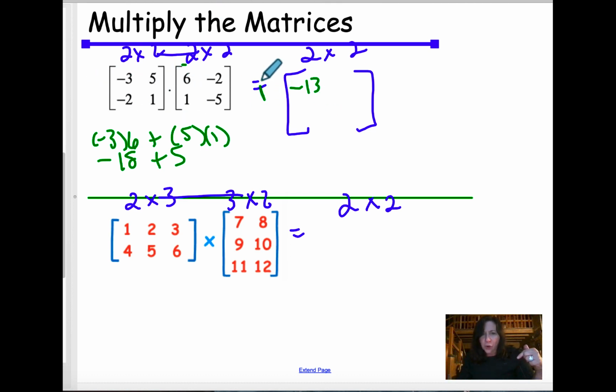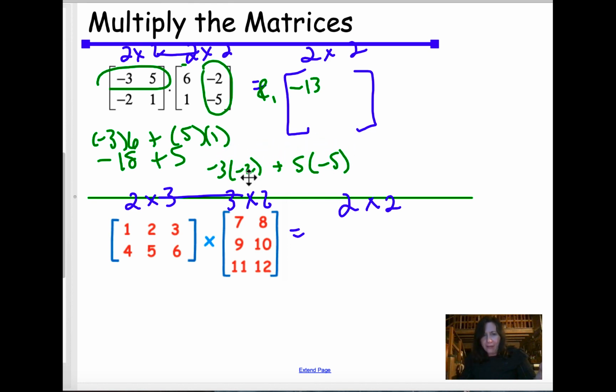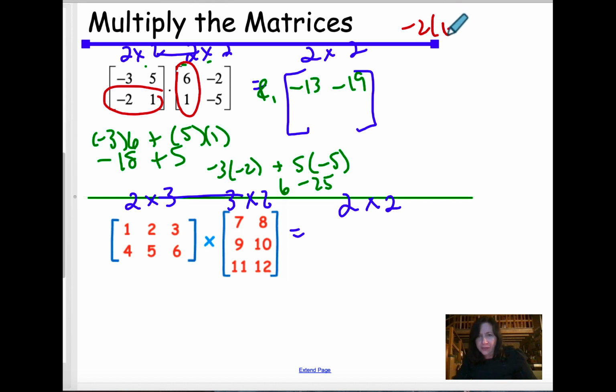For the next value, we're going to go for this spot on the right. This is row 1 and column 2. So we're going to go row 1 times column 2. That's going to be -3 times -2 plus 5 times -5. So that's 6 minus 25, which is -19. So that'll go there. For the next value down here, which is row 2, column 1, row 2 times column 1, we're going to go -2 times 6 plus 1 times 1. So that's -12 plus 1, which is -11.